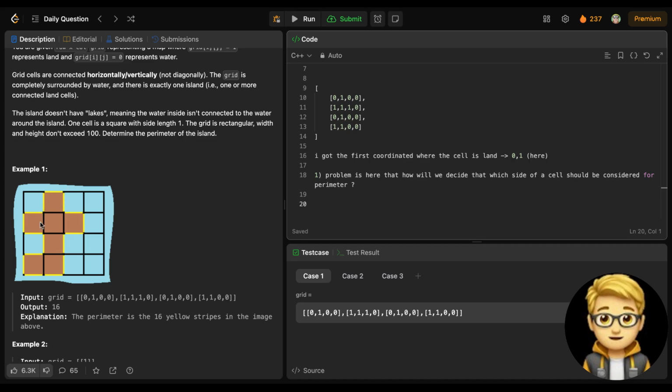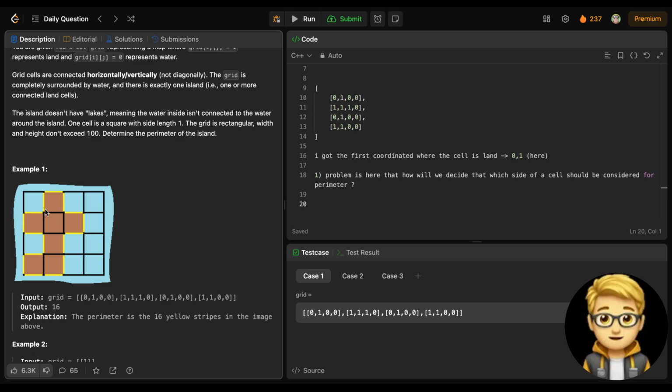Otherwise, if the adjacent part is land, we will not consider its length, because it will again open to another boundary position. Suppose this is at 0 comma 1, and now at 1 comma 1 there is another land, so this can contribute another parameter.